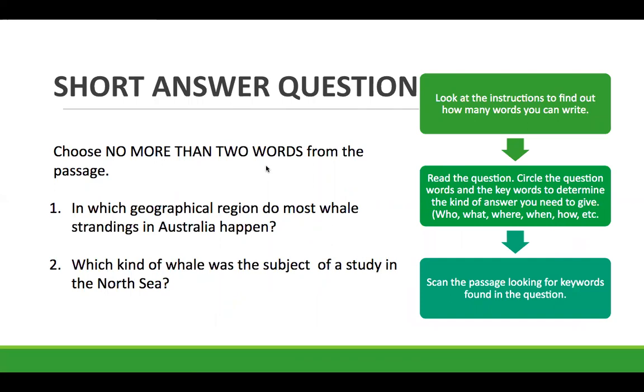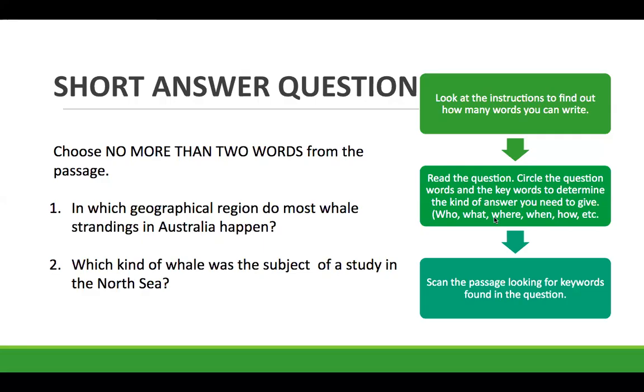Okay, then we have short answer questions. Choose no more than 2 words from the passage. So, ayun. Look at the instructions to find out how many words you can write. So dito, no more than 2 words. Read the question. Circle the question, words, and the keywords to determine the kind of answer you need to give. Use the WH questions. Scan the passage. Look for keywords found in the question.